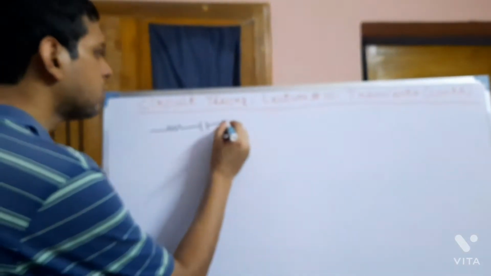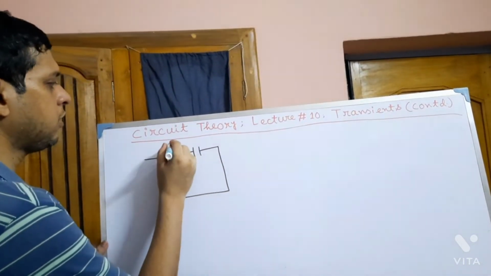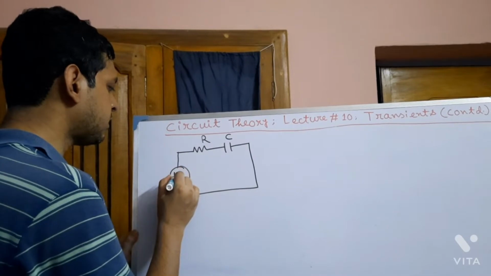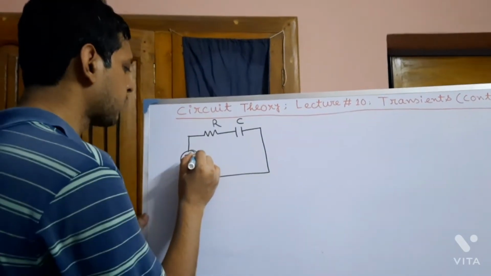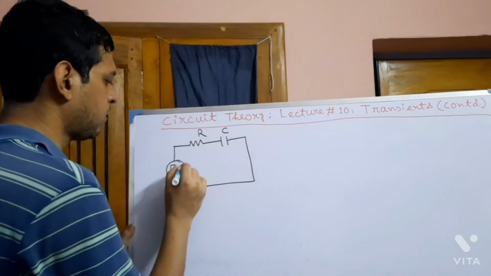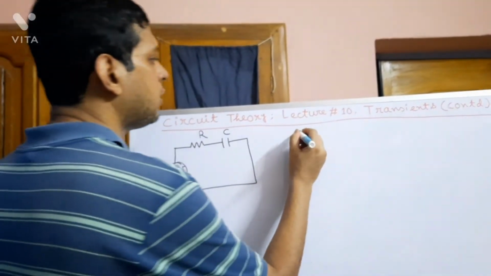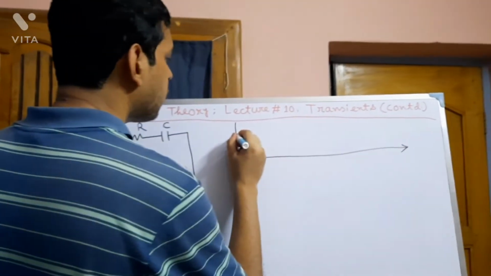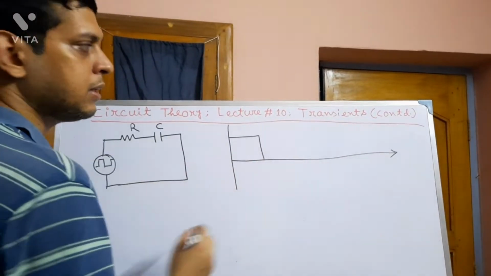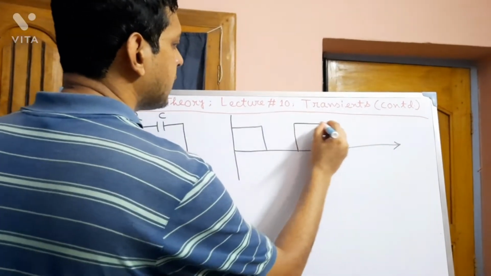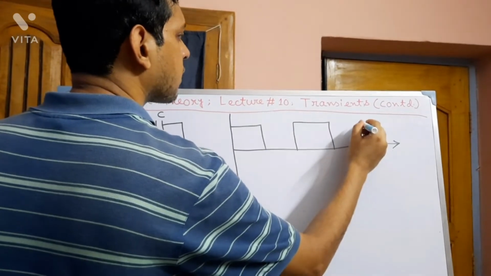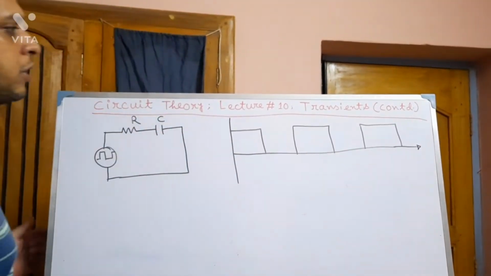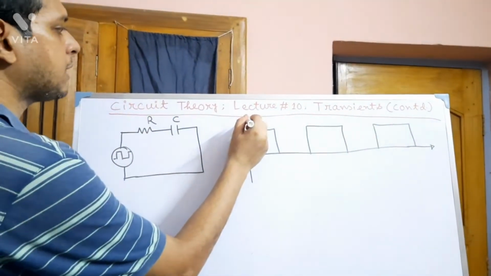Now let us look what will happen if this RC circuit is excited by this nature of waveform. This is called a train of pulses. This is a pulse function, and this is called a train of pulses. Now, the supply voltage consists of these pulses.